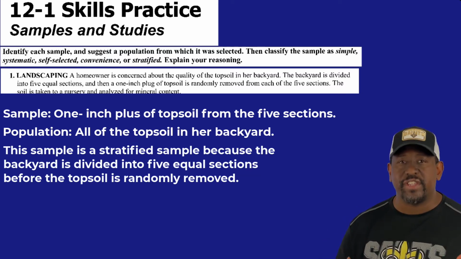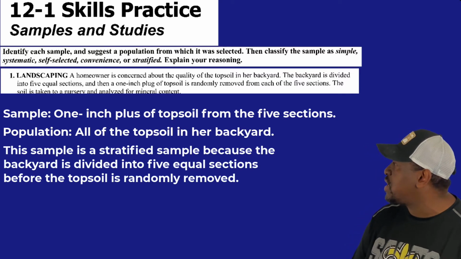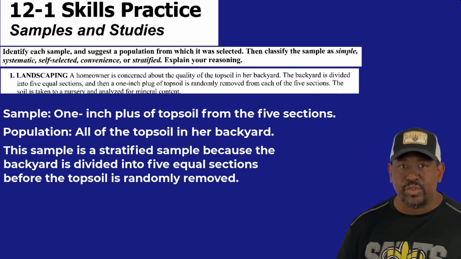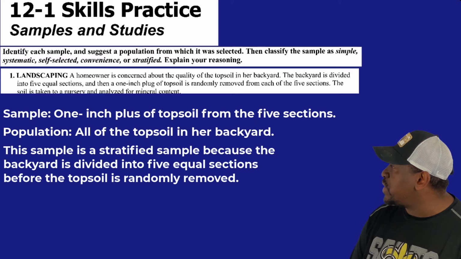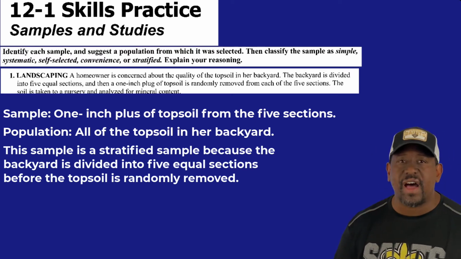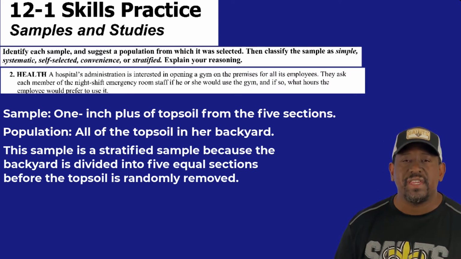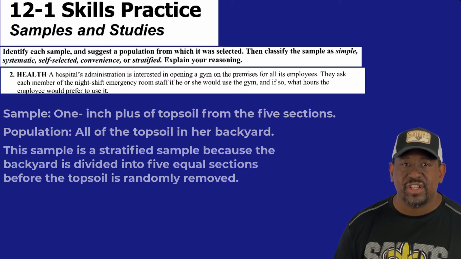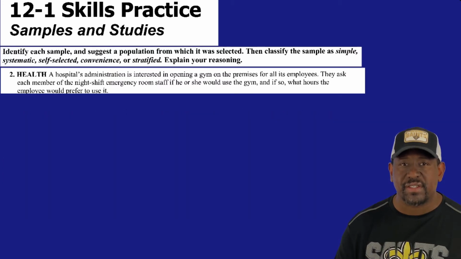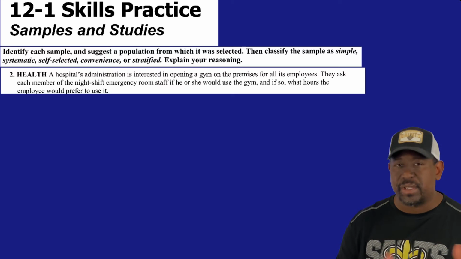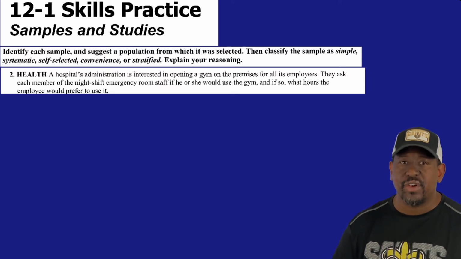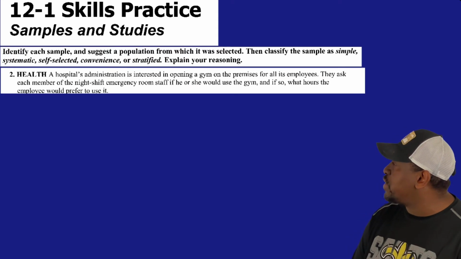And so you learn the details of what each of those means, and then you make a conclusion. And that's what you will use when you reason your answer. So we say here, it's stratified because it's divided into 5 equal sections before the topsoil is randomly selected. In other words, you break it into 5 equal sections and then you can randomly pick whatever parts of those sections, that topsoil, that you decide to use. So we'll go to the second example.